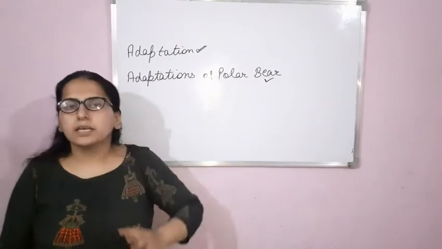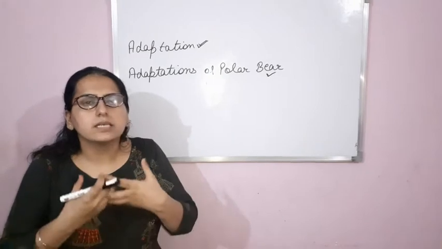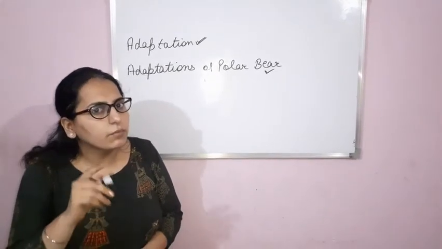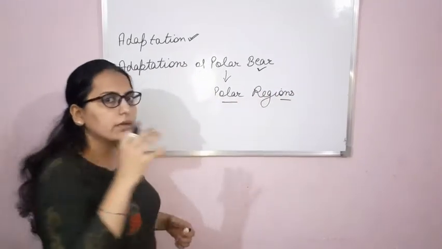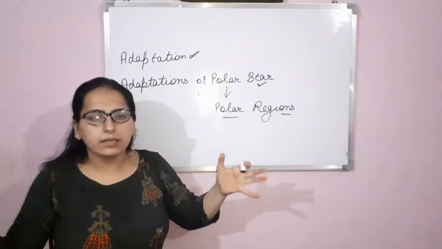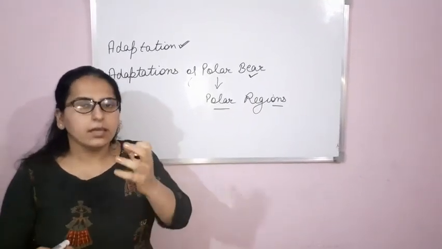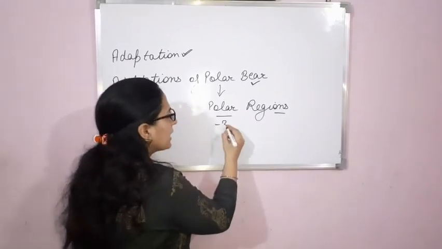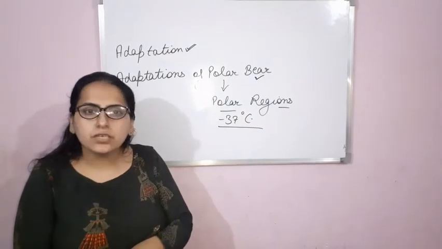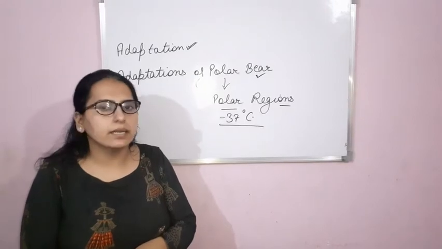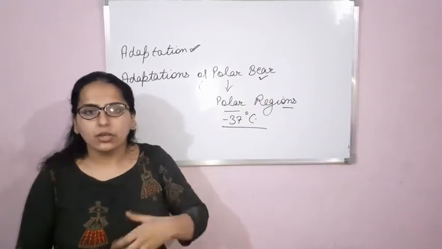Now let's come back to adaptations of polar bear. This also we had done yesterday. I told you how polar bear is adapted to live in the polar regions, clear? In the polar regions, extreme cold environment is there. I even told you in winter, the temperature could be as low as minus 37 degree Celsius. So, how is polar bear adapted to live in such a harsh, cold environment?